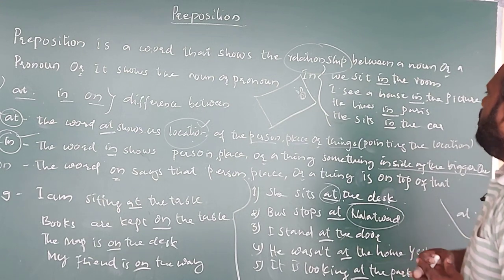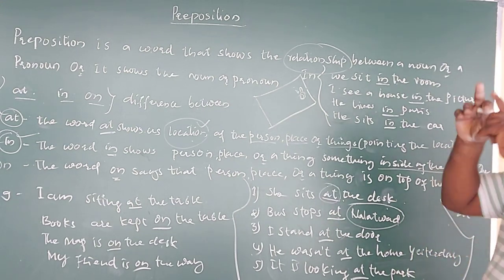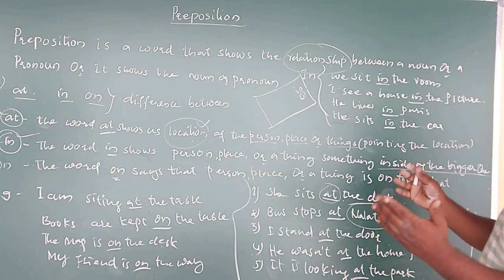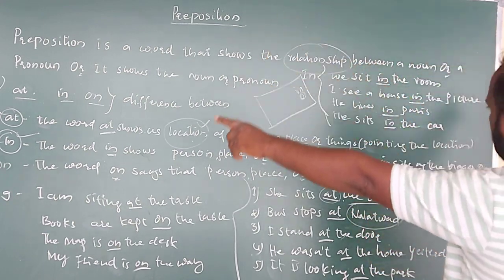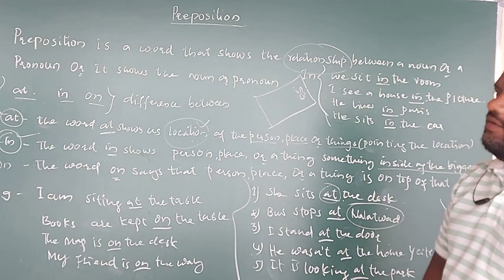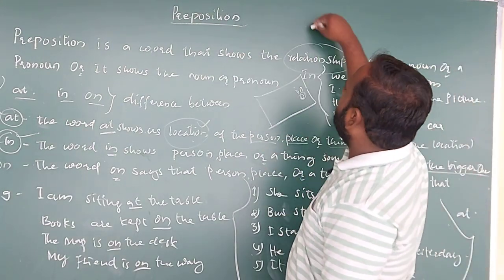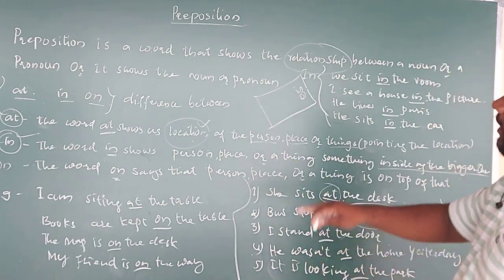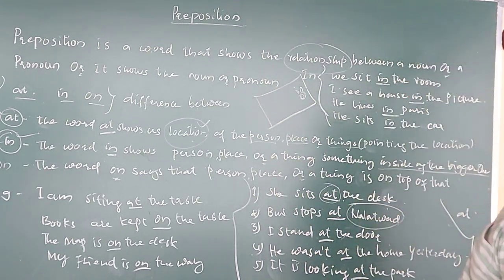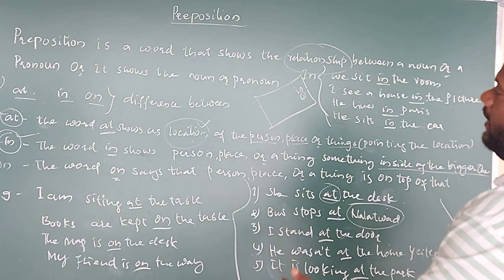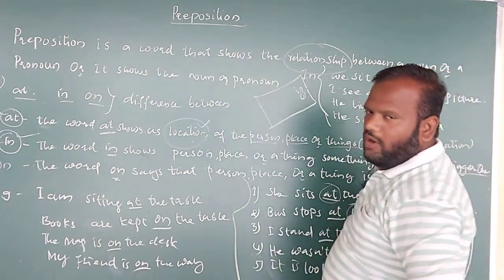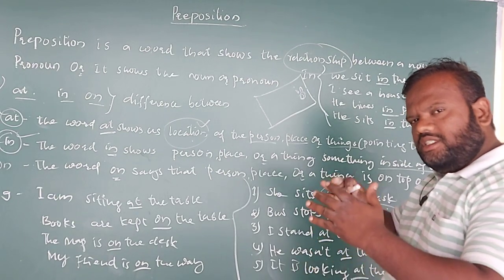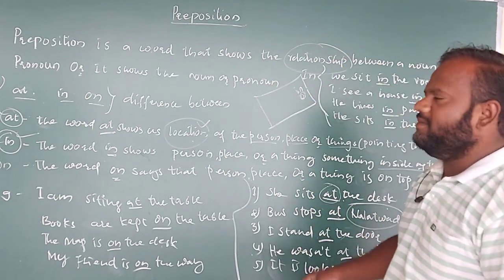Next, we see a house in the picture. So usually the picture will be quite a large one, and in that picture we can find a smaller proportion of the house. We see a house in the picture. So the picture is the bigger one and the house is the smaller one. So always "in" is used as a preposition for the smaller one included in the bigger one.